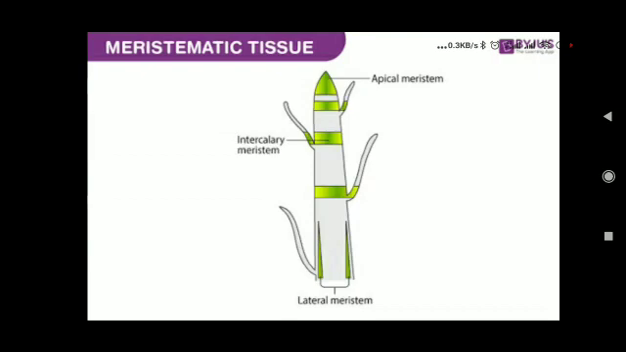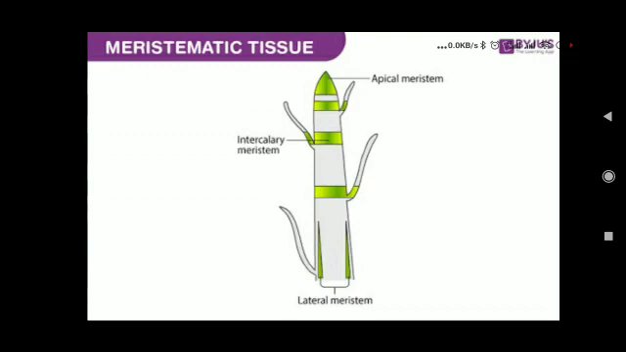New cells produced by meristem are initially like those of meristem itself, but as they grow and mature, the characteristics slowly change and they become differentiated as components of other tissues. Apical meristem is present at the growing tips of stems and roots and increases the length of the stem and the root. The girth of the stem and root increases due to lateral meristem, and it is also known as cambium.